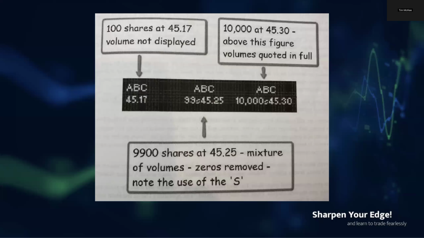The first one: 100 shares at 45.17. Volume is not displayed. It wasn't always displayed. The second price of ABC: 9,900 shares at 45.25. Mixture of volume, zero removed. Note the use of the S for shares. And then finally, 10,000 at 45.30. Above this figure, volume is quoted in full. So this just shows you what they were looking at from minute to minute on how they would tell if volume and price were beginning to show us a trend. So notice that volume is increasing and price is increasing at the same time.